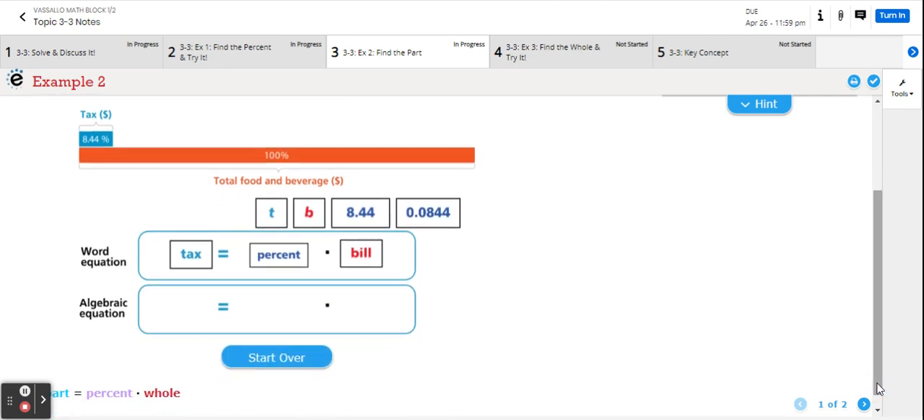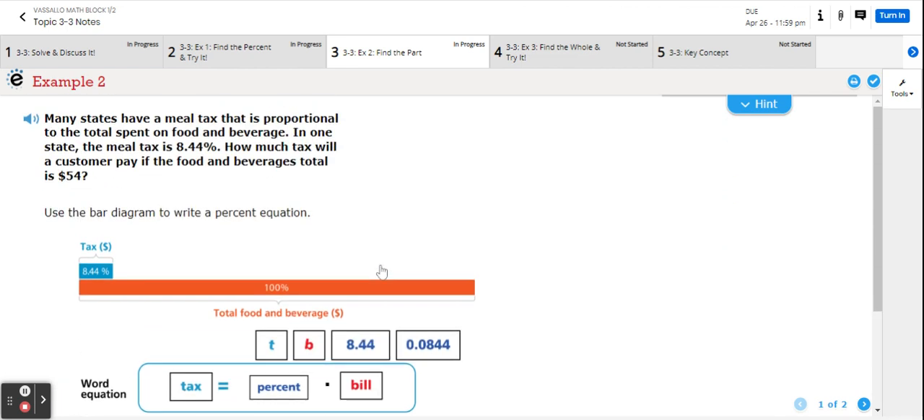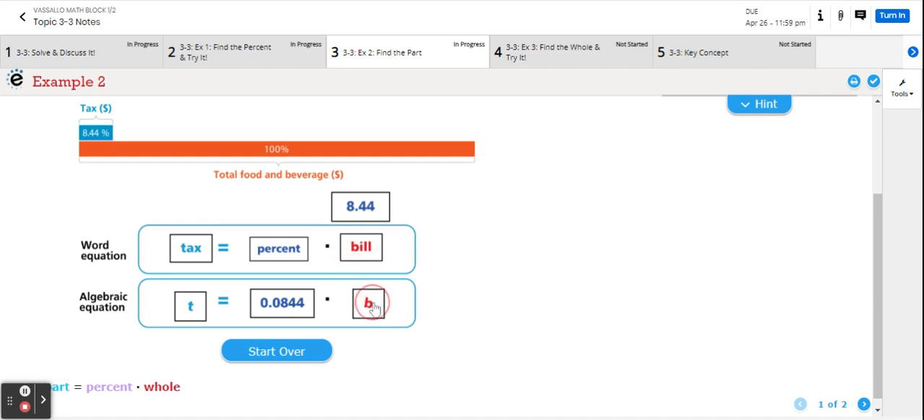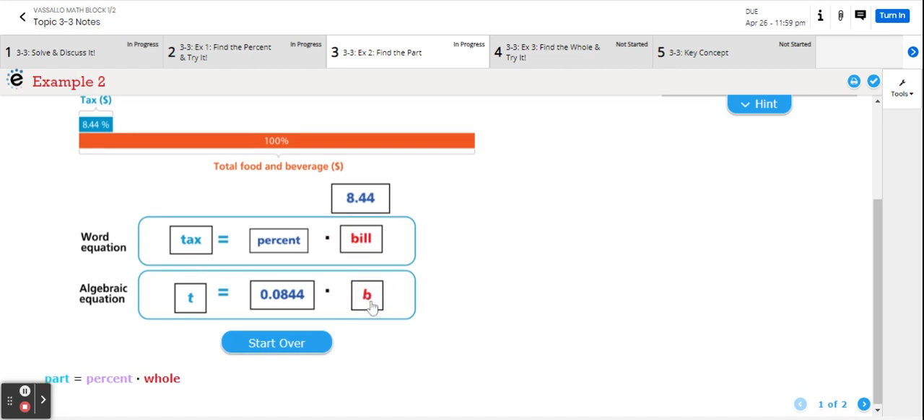Okay, to use that as an algebraic expression, we definitely know what the percentage is. Okay, it's 8.44%, but remember, you want to change that into a decimal. This is technically not a decimal, it's a decimal in a percent. You still have to go to the left, so your percent goes here, your tax goes here, and then we do know what the bill is. We would plug that in. Okay, but in this case, we'll just use B for bill.